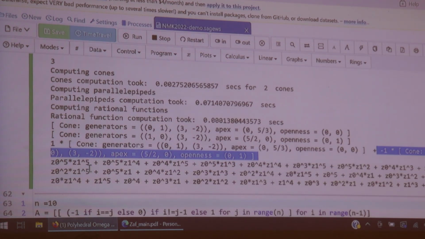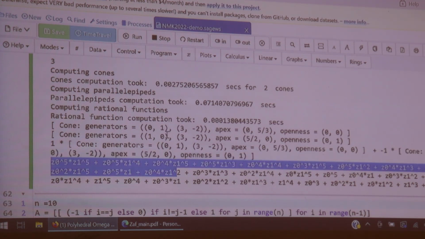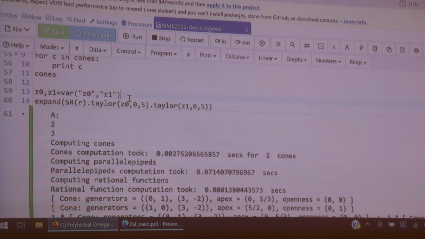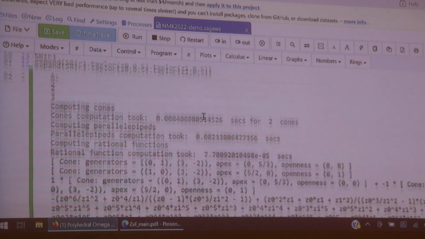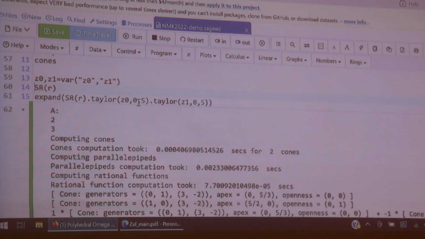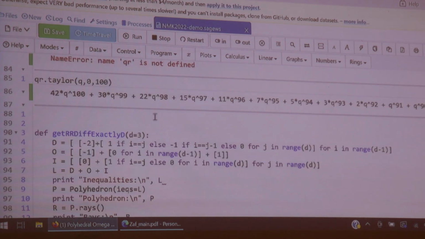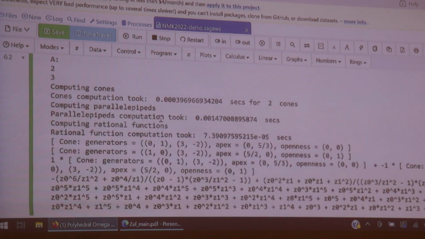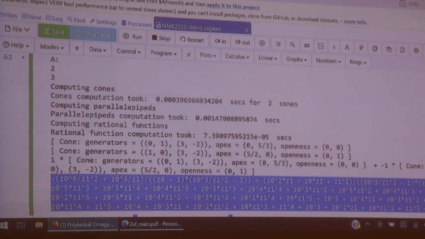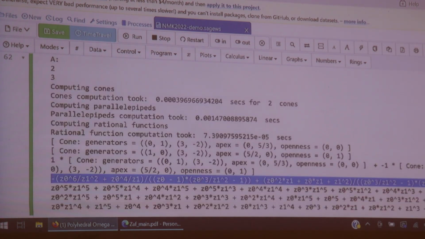And this is the generating function. No, that's actually an expansion of it. Before expanding it, I still have to print it. SR is the symbolic ring. So this is the rational generating function of the solutions in there. And that's Z1, Z2, right?